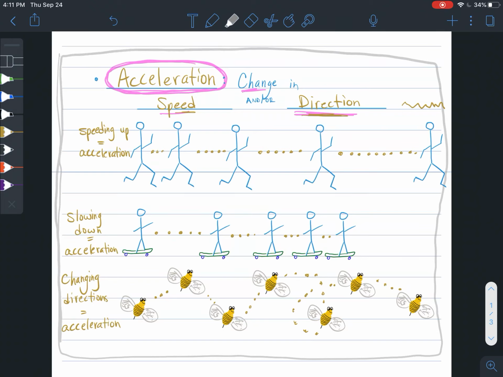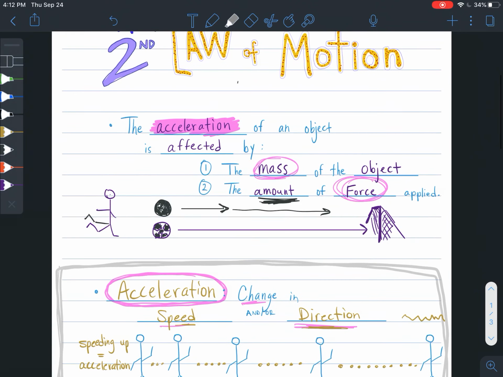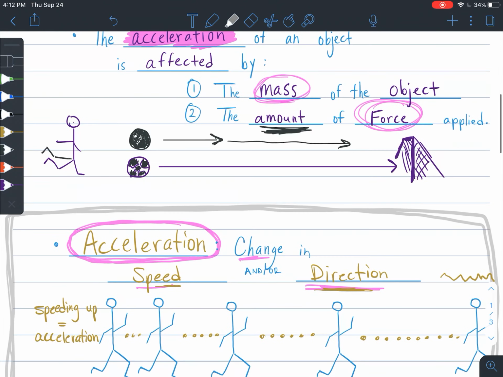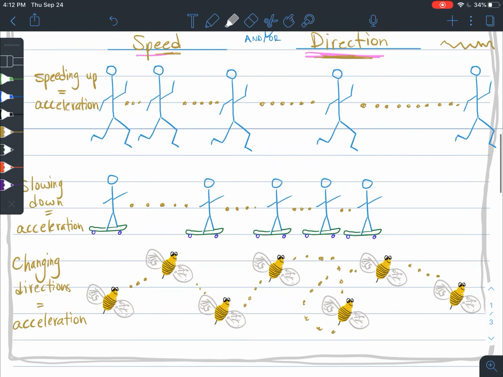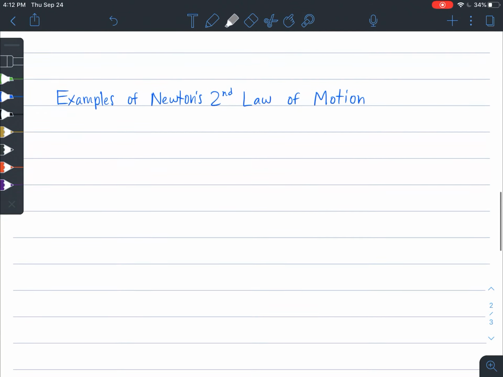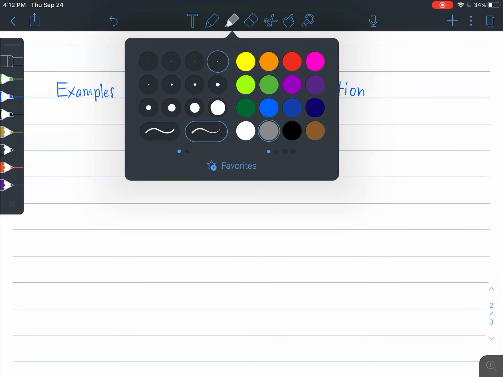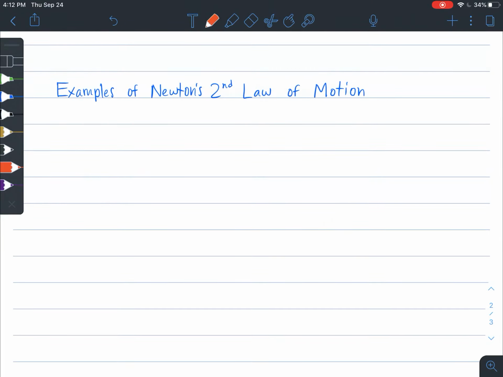So I'm just drawing a box around it just to show that, yeah, this is additional information and it is helpful, but this is not part of Newton's second law of motion. It's not part of the definition, at least. The definition is pretty simple. It's just that the acceleration of an object is affected by the mass of the object and the amount of force applied. But below this box, what I'd like to do now is draw some examples of Newton's second law of motion so that we can remember what it is by using some pictures here.